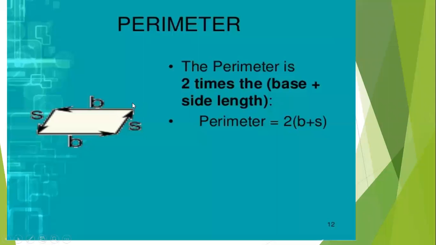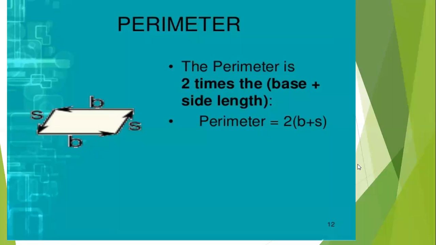If we look at how we find the perimeter, of course, we have to add the lengths of the sides around it. So it will be b plus s plus s plus b. We shall end up with a formula where perimeter is given by (b plus s) multiplied by 2, which is shown here.